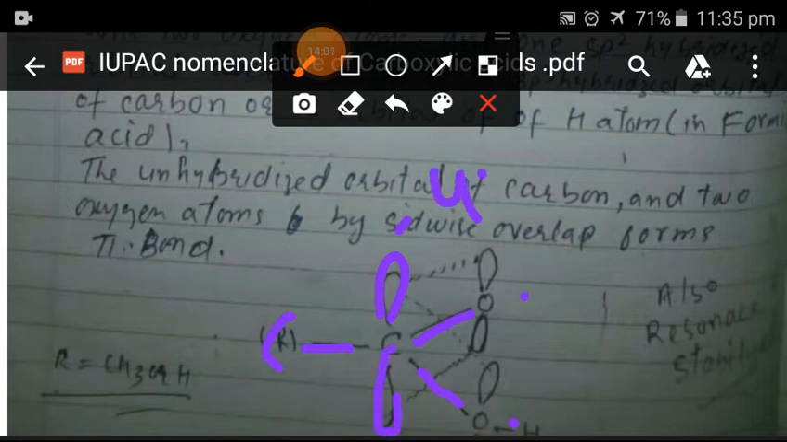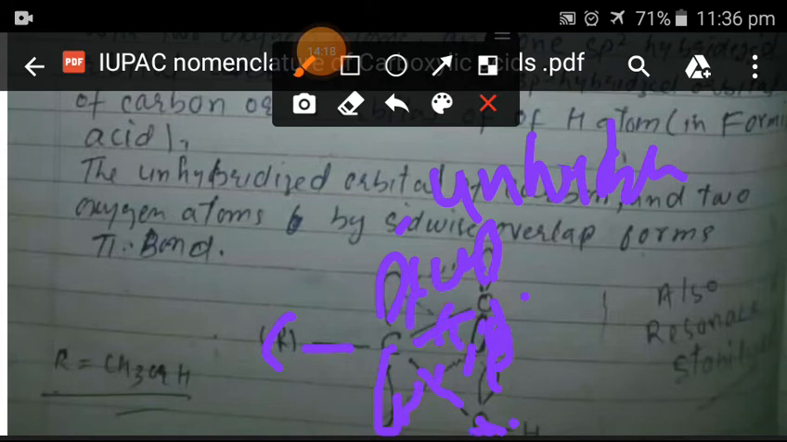This unhybridized orbital will overlap the unhybridized orbital of this oxygen by sidewise overlapping. When this overlapping occurs sidewise, as a result, a pi bond is formed. Clear? So this is the orbital picture of the carboxylic group.